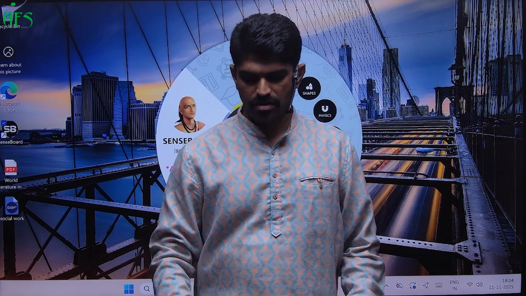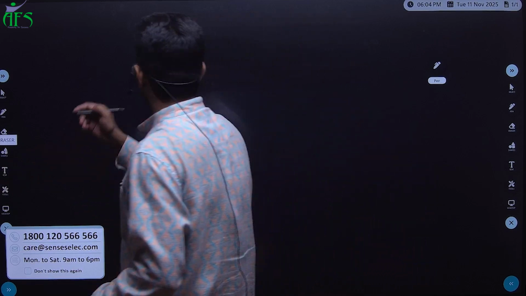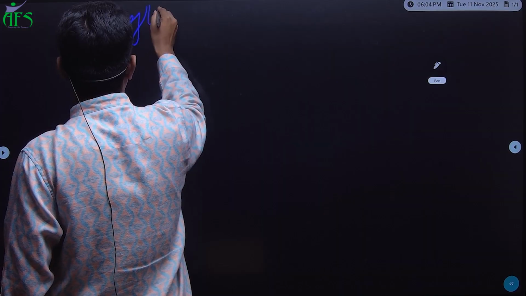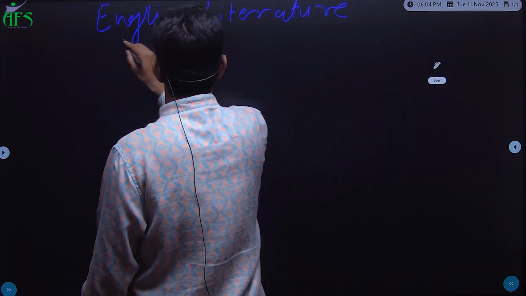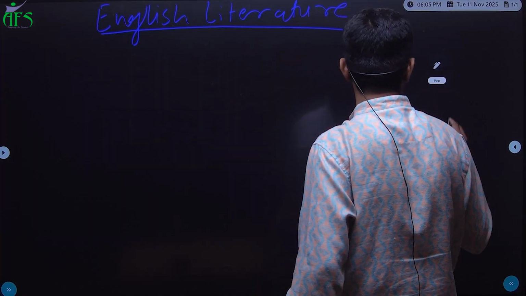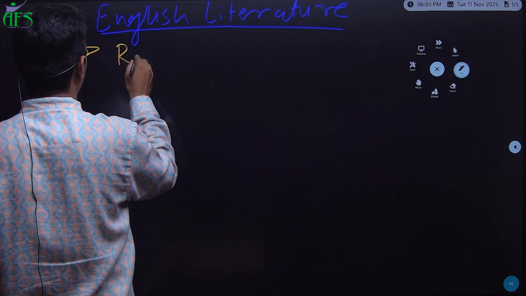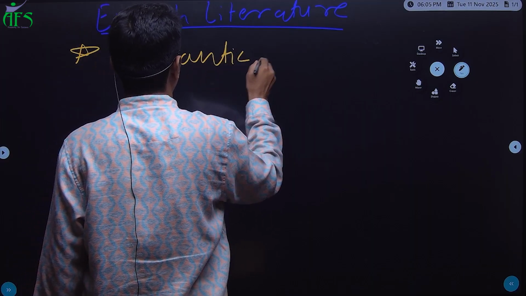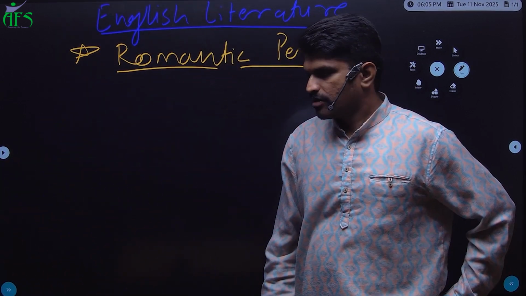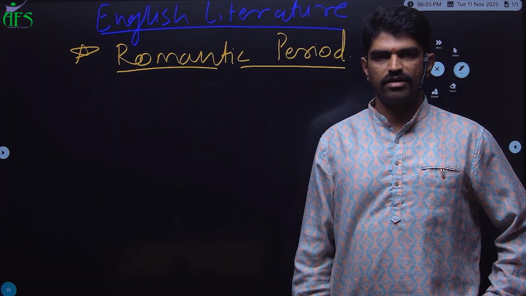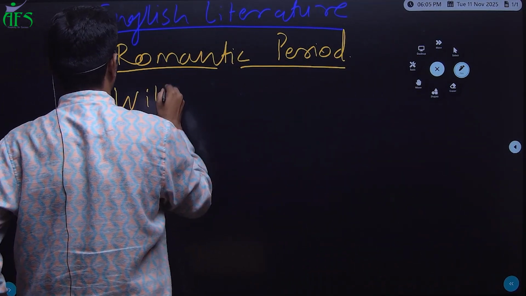Particularly, we are focusing on one of the prominent periods in the history of English literature, that is the Romantic period, right? The prominent period that we have discussed so far is the Romantic period. And so far, guys, we have talked about two prominent figures of our Romantic period, that is William Wordsworth and S.T. Coleridge. William Wordsworth being one of the prominent figures of this period.